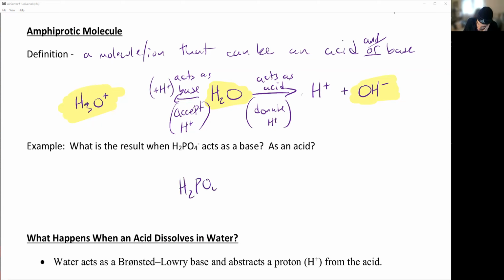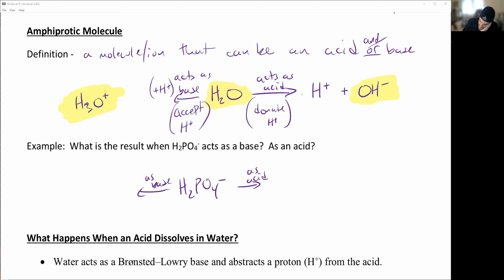How about H2PO4 minus? This is amphiprotic as well. What does it look like when it acts as an acid? When it acts as a base? Pause this and give this a go.